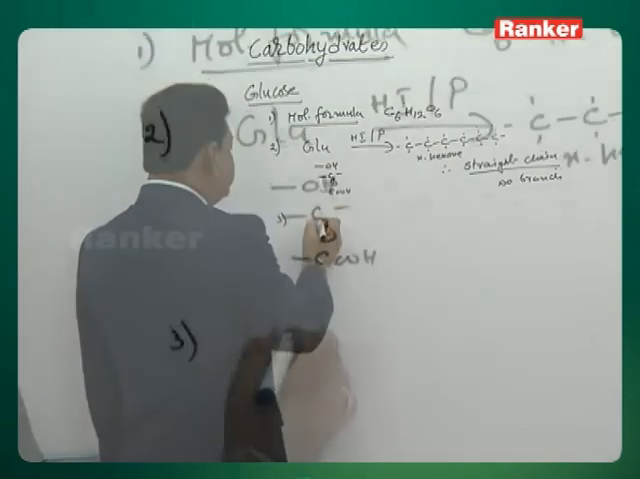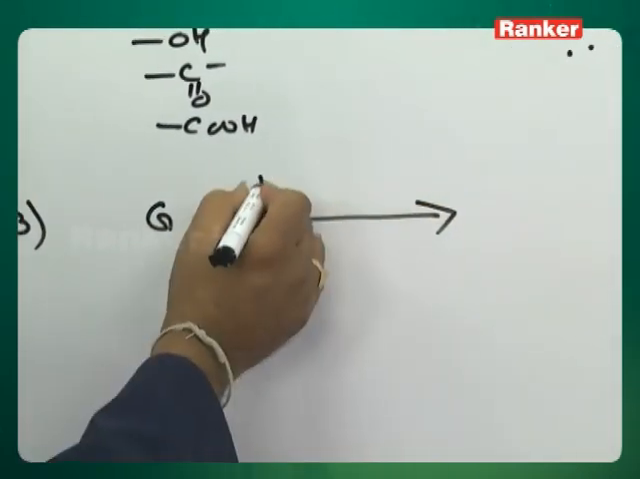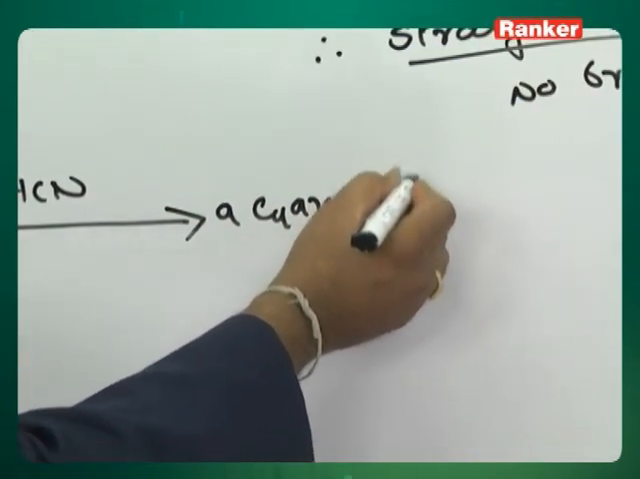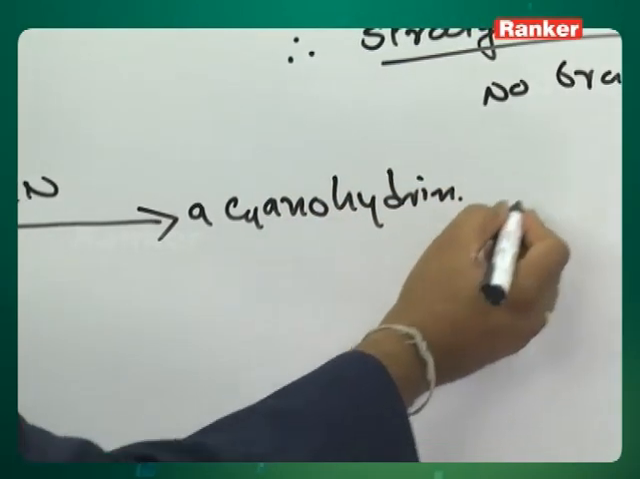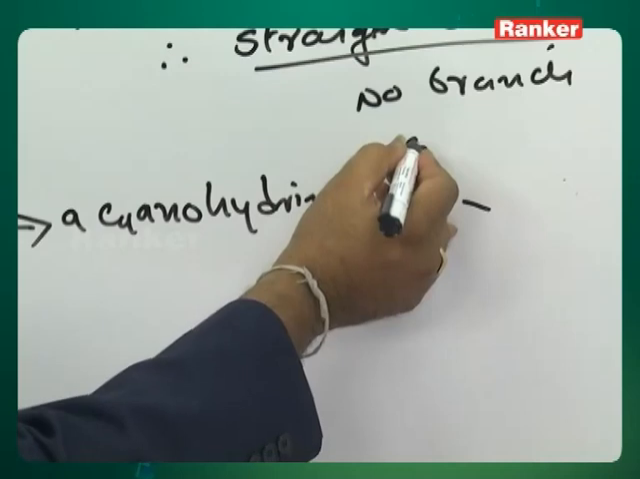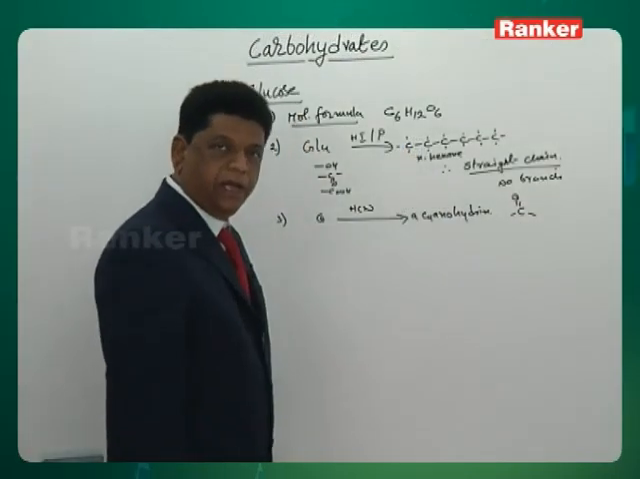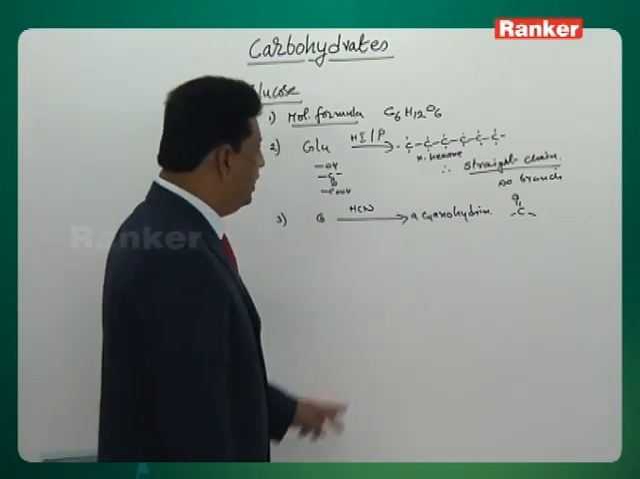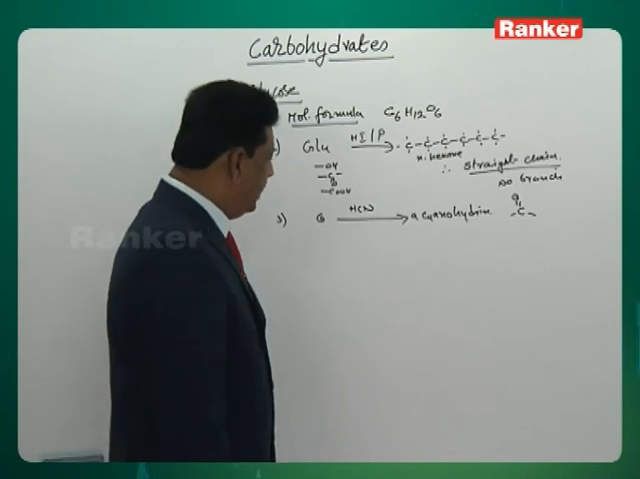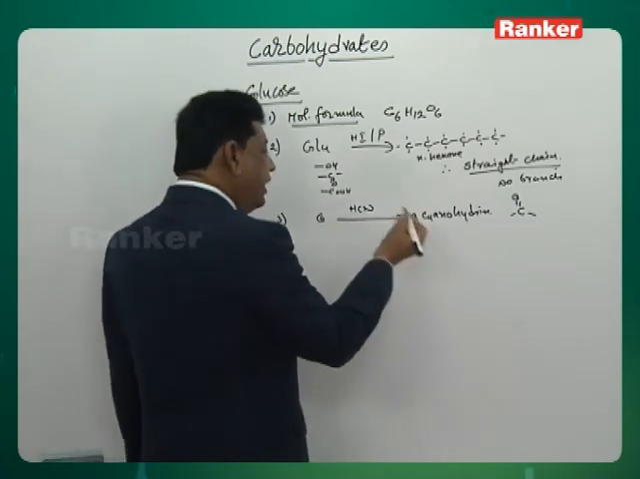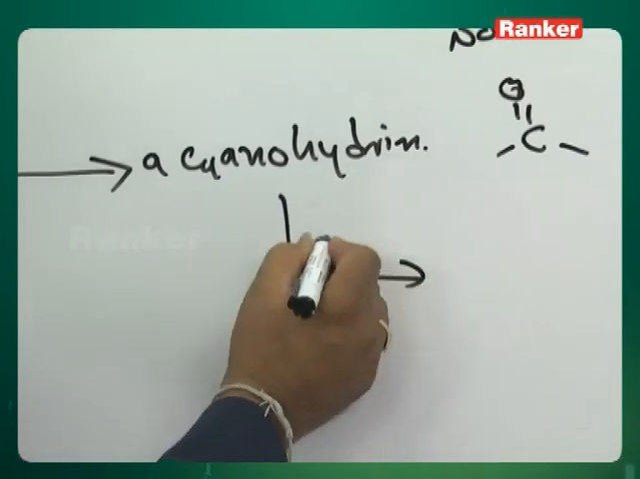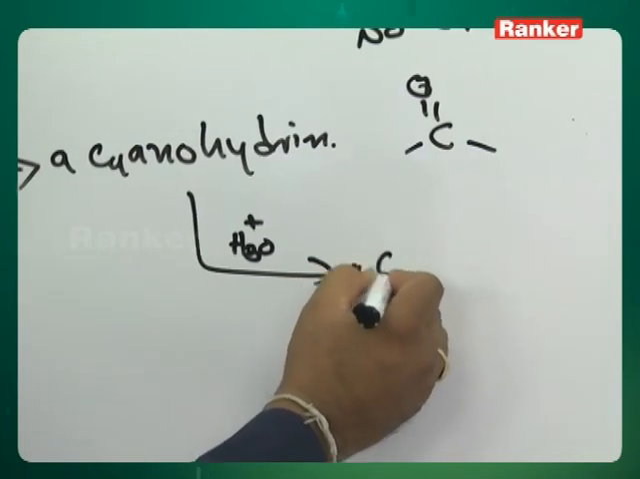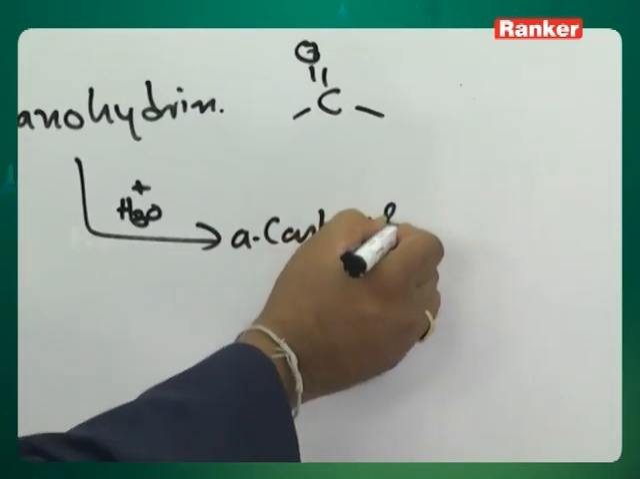Glucose reacts with HCN and forms a cyanohydrin. This clearly indicates that there is a carbonyl function, which can be an aldehyde or a ketone, because cyanohydrin formation is observed in both cases. So at this stage we cannot say whether it is an aldehyde or a ketone, but the cyanohydrin of glucose, when hydrolyzed, gives a carboxylic acid.